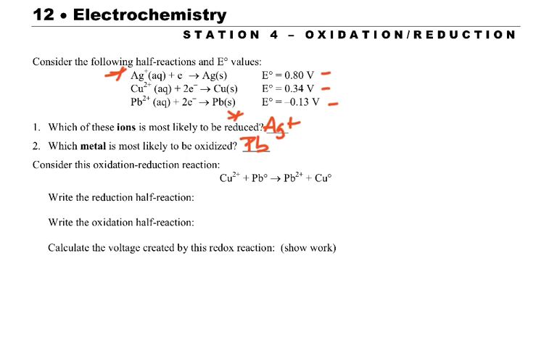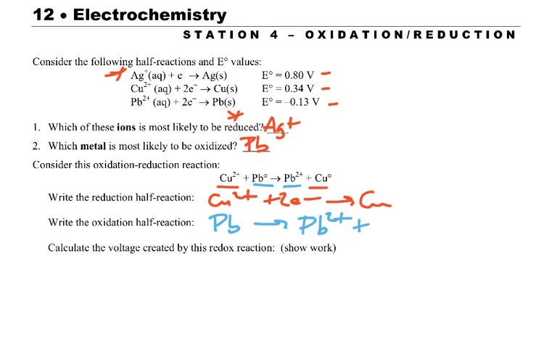So consider this oxidation reduction reaction, copper plus lead, lead plus copper. Write the reduction half reaction. So who's getting reduced? Copper 2+ to copper 0. So copper 2+ is going to pick up 2 electrons, become copper 0. Write the oxidation half reaction. Okay, well, we can see lead is turning into lead 2+. So Pb0 turns into Pb2+, and it does that by losing 2 electrons.